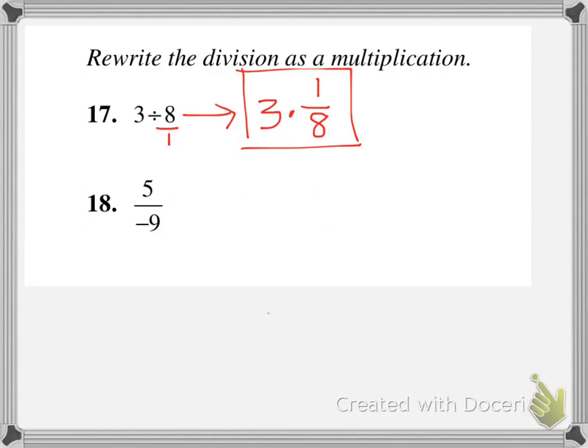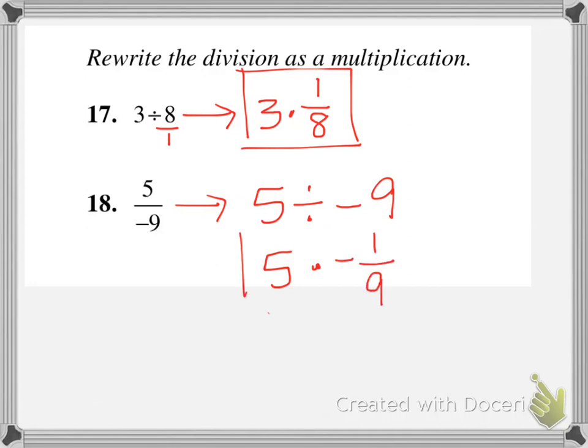Just as with subtraction to addition, where we add the opposite, here it's multiply by the reciprocal. So this means the same thing as 5 divided by negative 9. If I rewrite that as a multiplication problem, that would be 5 times the reciprocal of negative 9, which is negative 1/9.